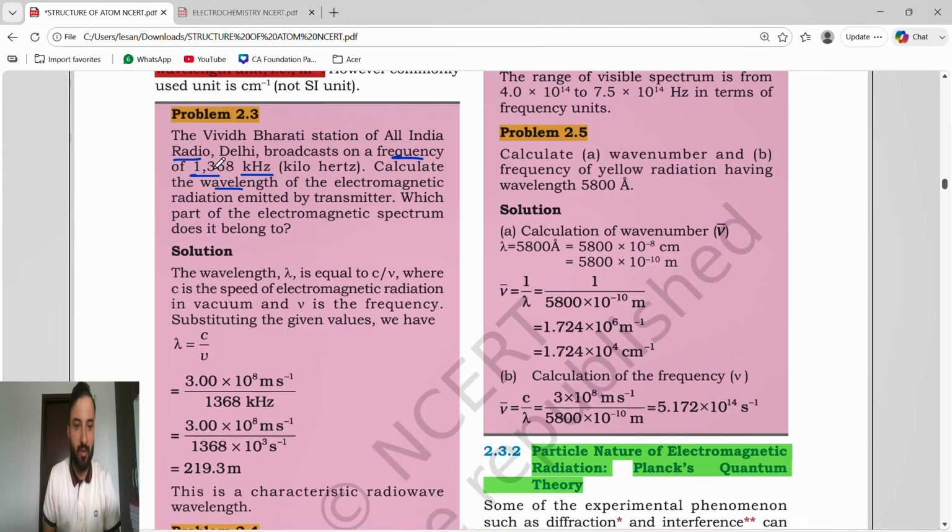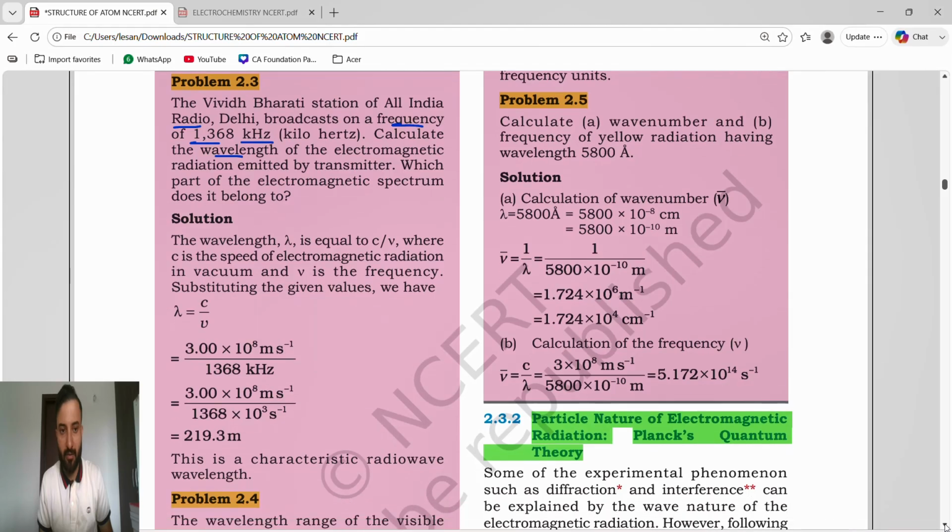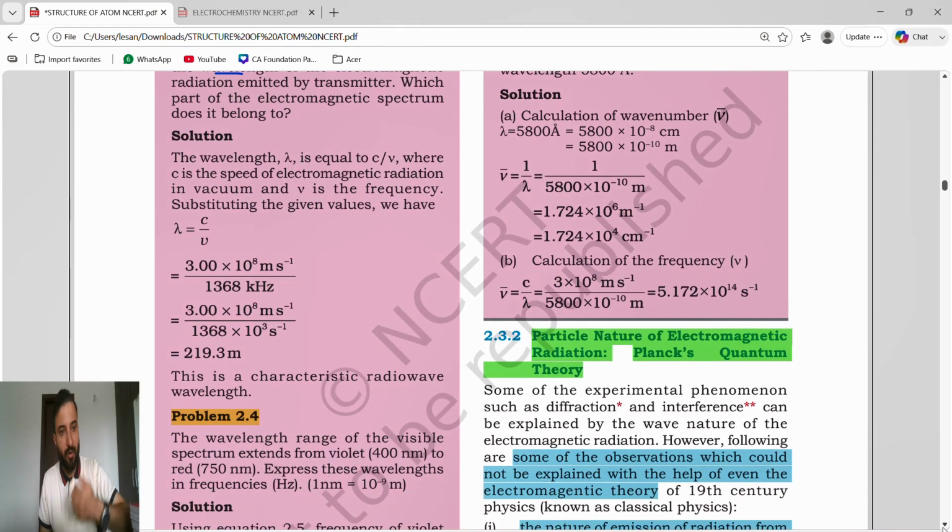They have given the frequency. What we have to calculate is the wavelength of electromagnetic radiation emitted by the transmitter. So lambda is equal to c by nu. c is 3 into 10 to power 8 meter per second, and nu is given as 1368 kilohertz. The SI unit is hertz, not kilohertz, so we multiply by 10 to power 3 to convert it into hertz. Now we will use the calculator and get the answer.